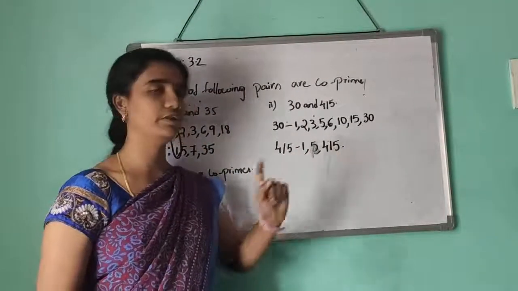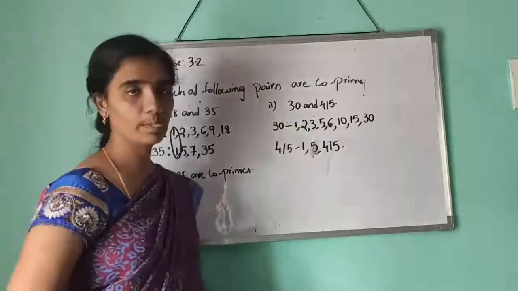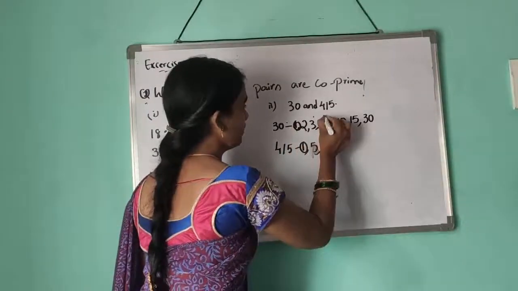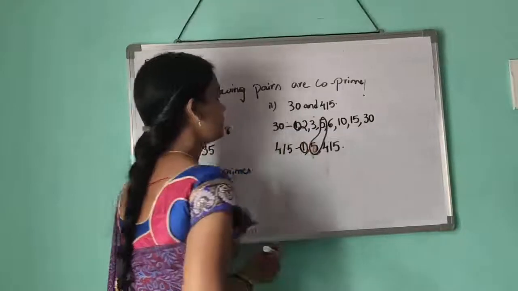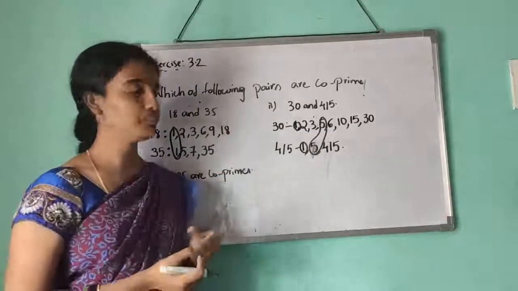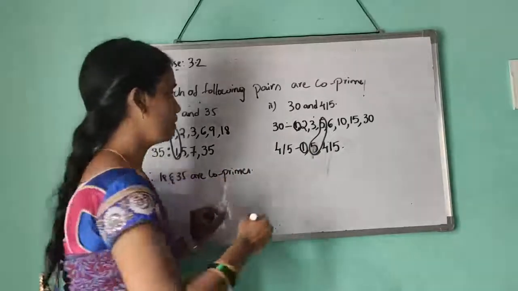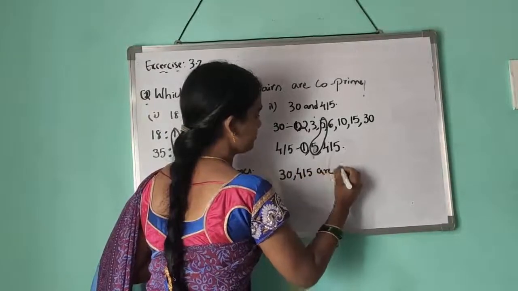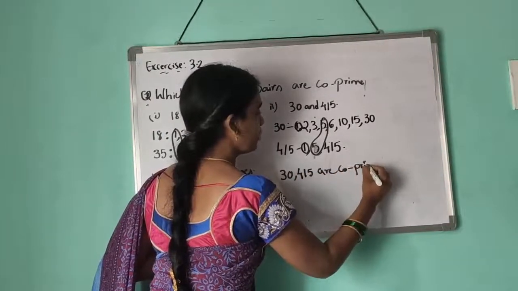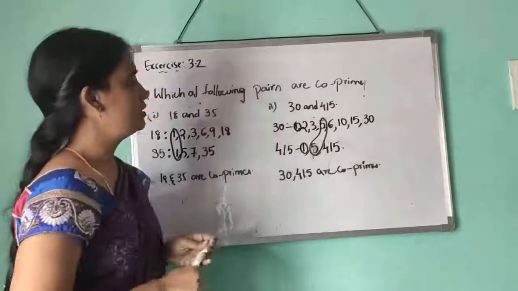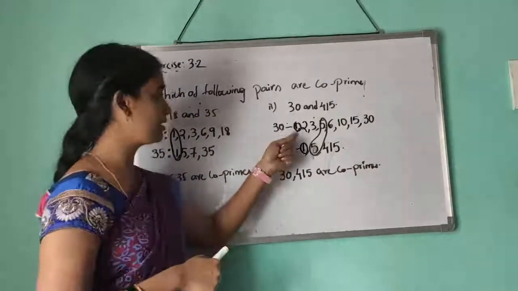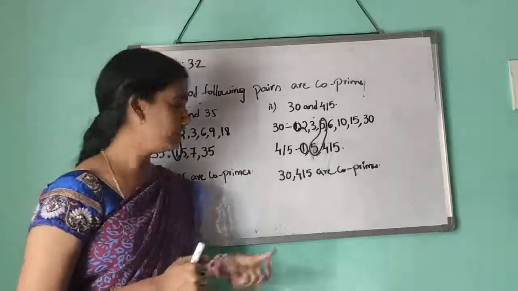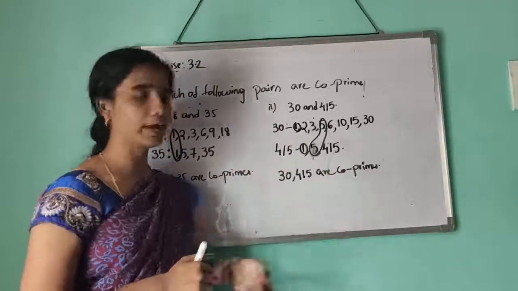1, 5, 83, 415. Then comparing these two sets of factors, which common factors are there? Only 1 is common. So 30 and 415 are co-primes. Comparing these two numbers' factors, only 1 is a common factor. So these numbers are called co-primes.